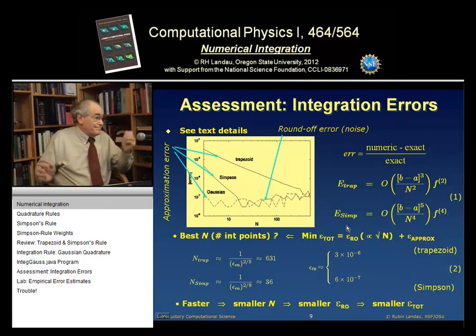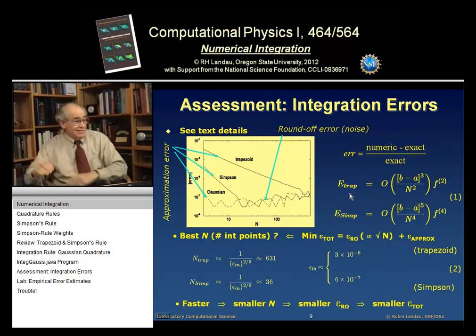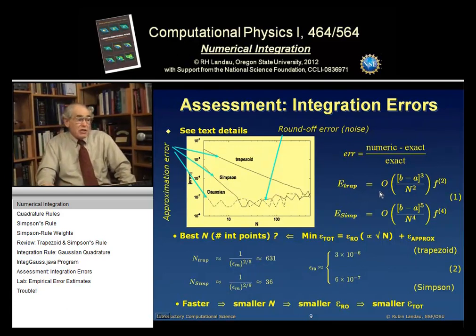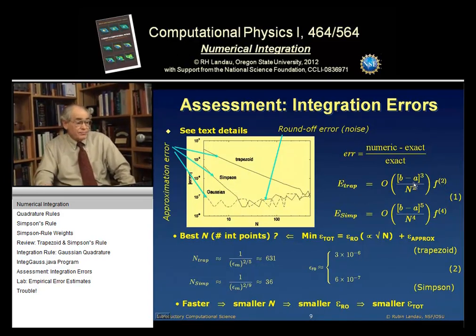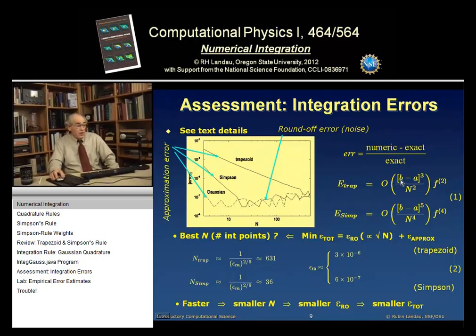It's nothing more than Taylor expansion of a function. We find that for the trapezoid rule, that's the rule where we have straight lines on the top, the error goes like the second derivative of the integrand, times something else, and that something else is of the order of the interval size divided by n squared. So the error for the trapezoid rule falls off like 1 over n squared, where n is the number of points.